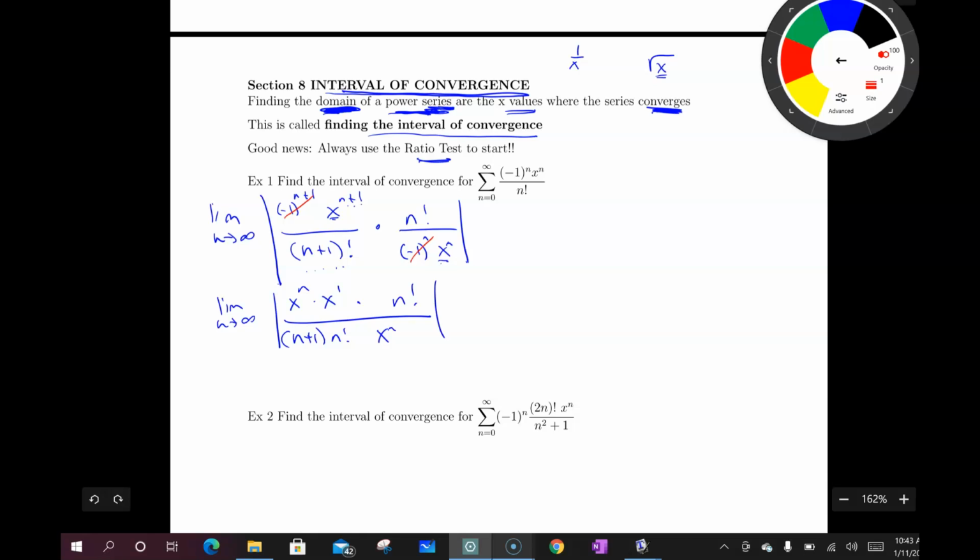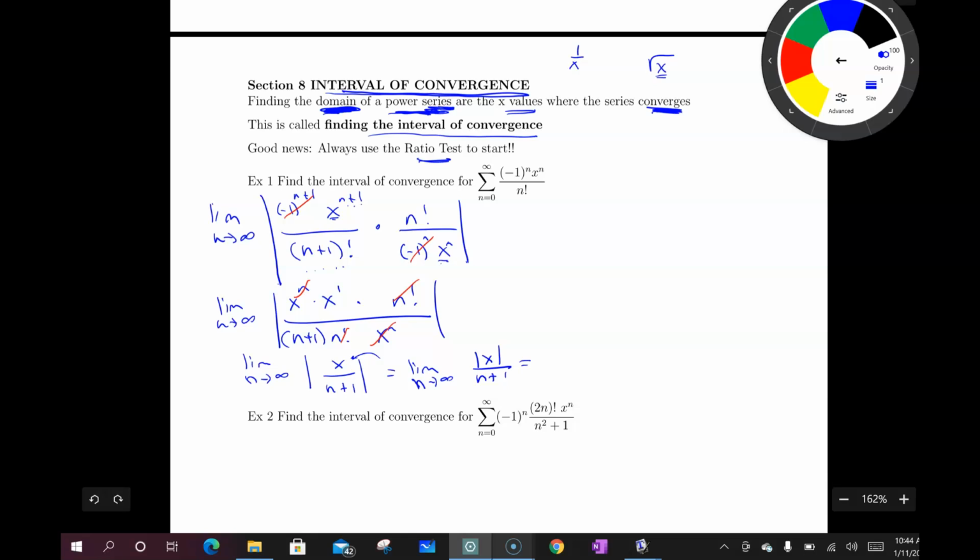Okay, so let's see what cancels. So the x to the n's go away. The n factorials go away. So let's see what I've got left over. So I've got absolute value of x over n plus 1. So let's talk about these absolute values. The absolute value really just needs to stay on the x. So let me go slow through this. Limit as n goes to infinity. So I have absolute value of x over n plus 1.